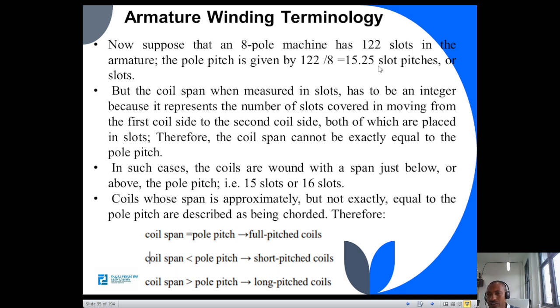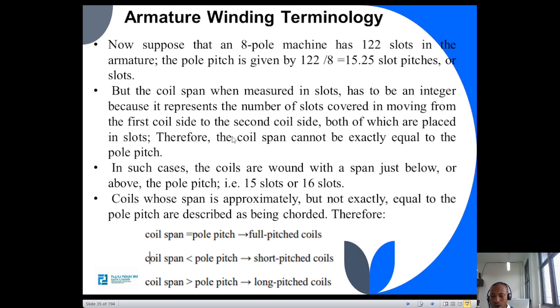There are no such 15.25 slots. The number of slots should be an integer. But the coil span, when measured in slots, has to be an integer because it represents the number of slots covered in the moving form, from the first coil side to the second coil side. So in such a case, the coils are wound with a span just either below or above the pole pitch.